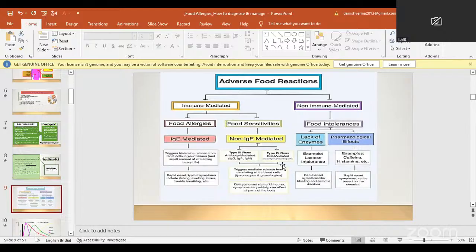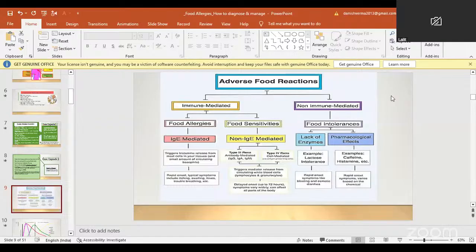The food sensitivity, on the other hand, is non-IgE, so it will be slow. It's by type 3 and 4 reactions, so it's cell-mediated and antibody. It takes its time, and sometimes there's a delayed onset of 72 hours. So we should always check the history whether a new food was consumed. And most of the time, the food sensitive will present with mostly diarrhea and vomiting, will not present with shock.